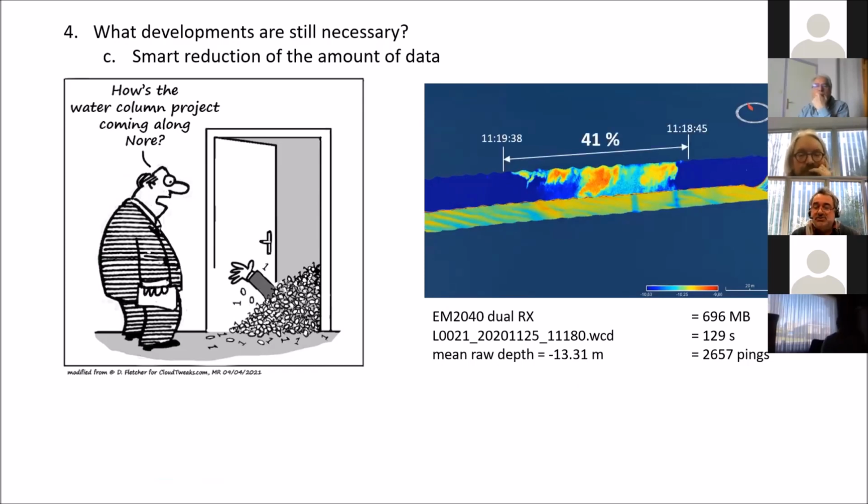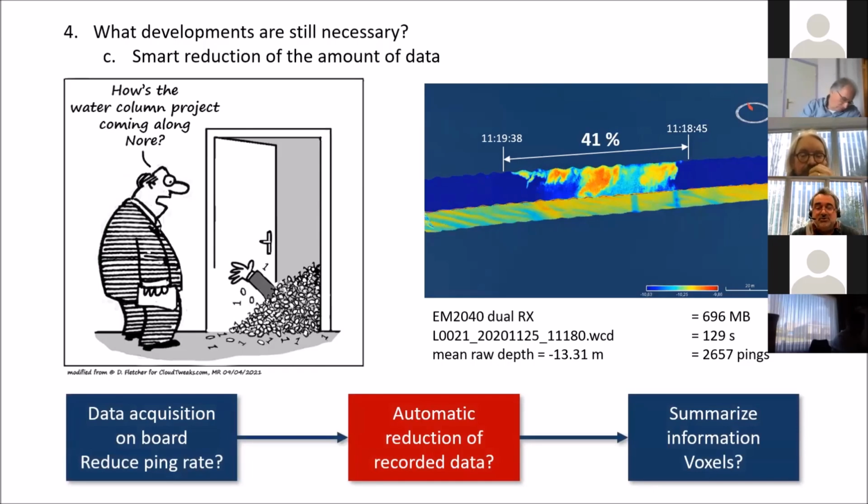This line was recorded by following a dredging vessel to capture its plume. For 2 minutes of navigation, the generated file is almost 700 megabytes. In fact, only 41% of this data contains useful information. Several solutions must be considered to reduce the amount of data from water column acquisition.